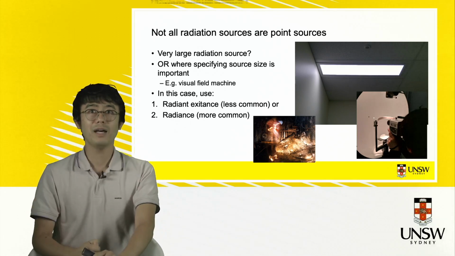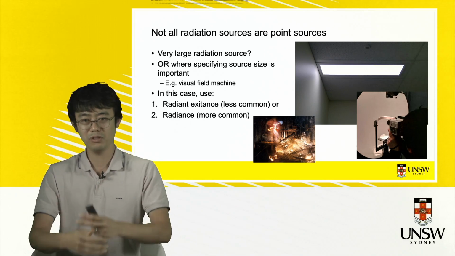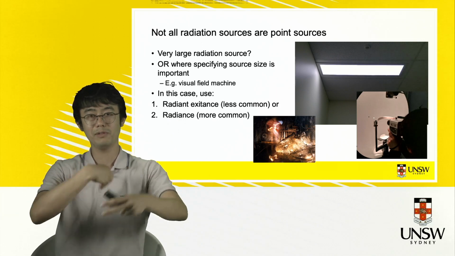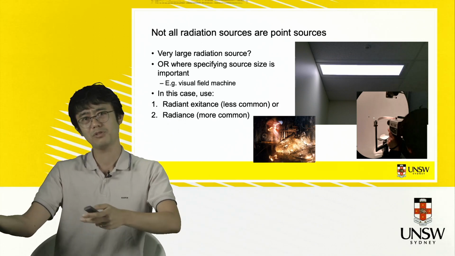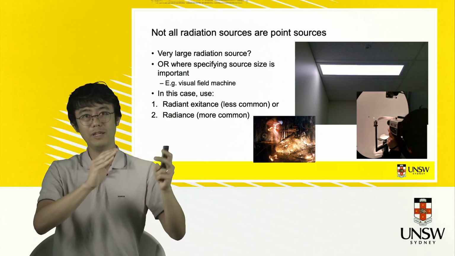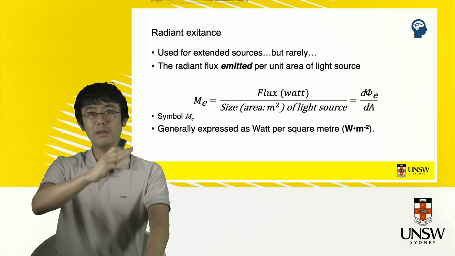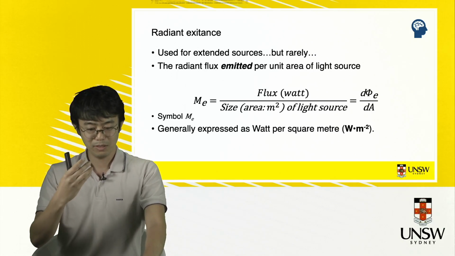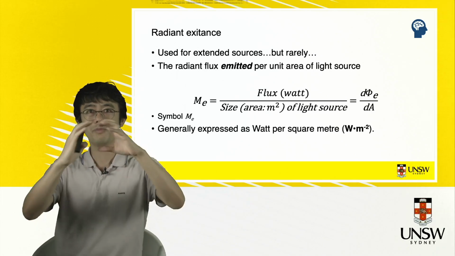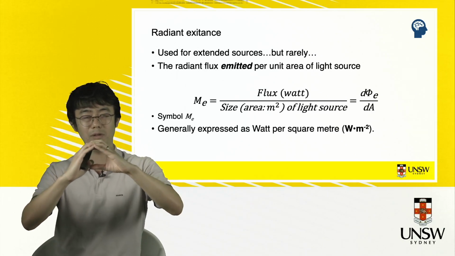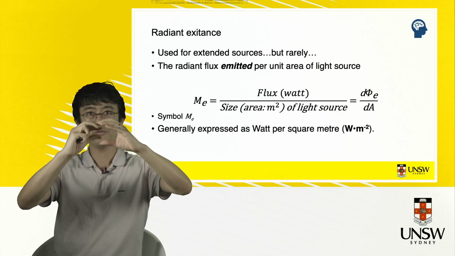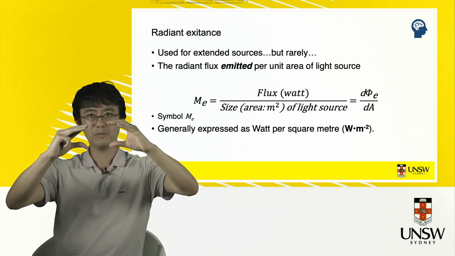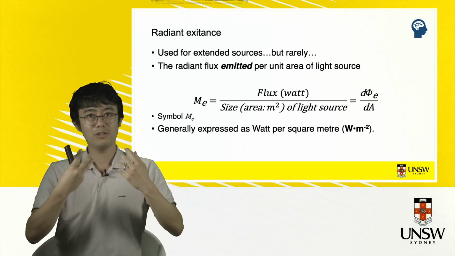So in cases where you can't ignore the size of the radiation source, it's just really big, you have to use something else. You can't assume it's a point source. So perhaps you can use radiant excitance, less common, or much more common, we use radiance. So let's talk about radiant excitance quickly. It's rarely used, but what it's basically talking about is, well, the bigger the light source, right? Let's say you have a light source. It's emitting, say, 100 watts. If you double that in size, you should send out 200 watts. So you're now factoring in the size of the light source.